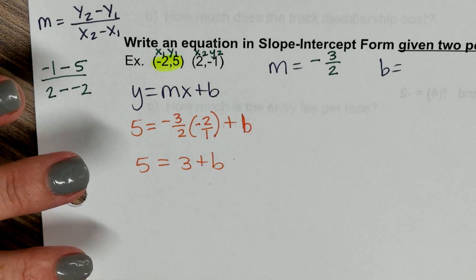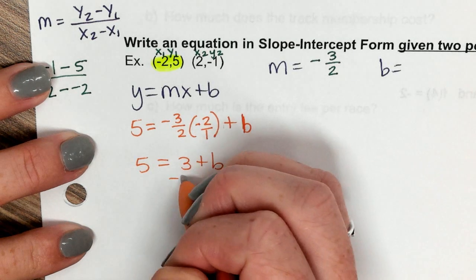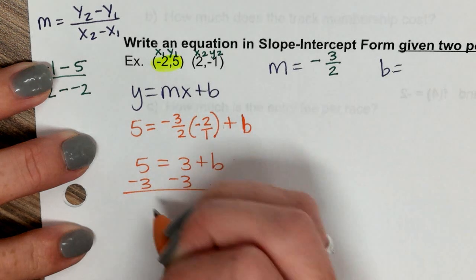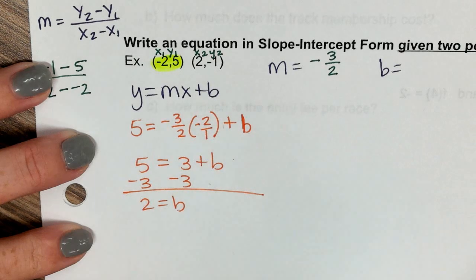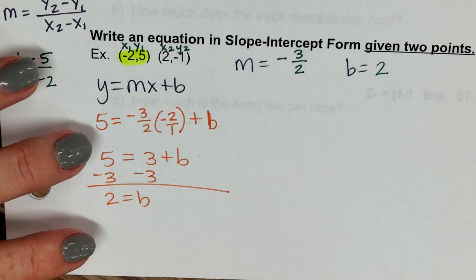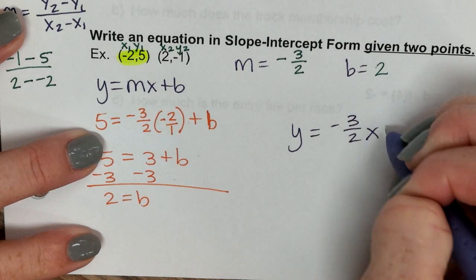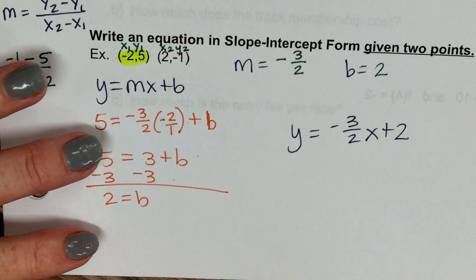Are y'all good? Some of us are just staring. Are you okay? Okay. How would I get rid of the 3? So I have 2 equals my b. So my equation is y equals negative 3/2 x plus 2.